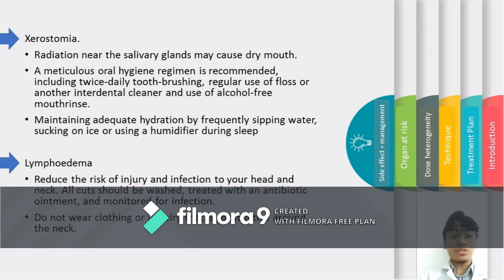Xerostomia occurs because of radiation near the salivary glands. So, a meticulous oral hygiene regimen is recommended, including twice daily toothbrushing, regular use of floss or another interdental cleaner, and use of alcohol-free mouth rinse. They also need to maintain adequate hydration by frequently sipping water, sucking on ice, or using a humidifier during sleep.